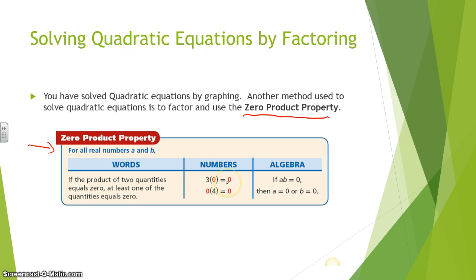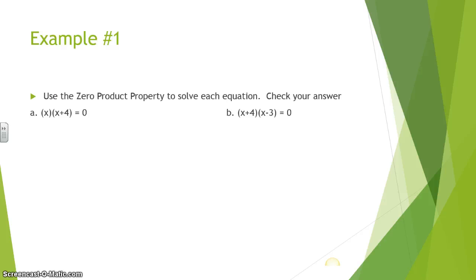That might be a little confusing. I'm going to show you some examples where you have a function and you're solving for your variable to find out what the numbers could be. So let's get into the zero product property and work through some of this so it makes sense.